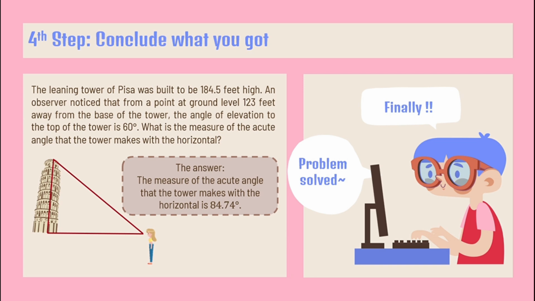In the second step, we represent the measure of angle ABC as the measure of the acute angle that the tower makes with the horizontal. So, the answer is the measure of the acute angle that the tower makes with the horizontal is 84.74 degrees. Finally, problem solved!